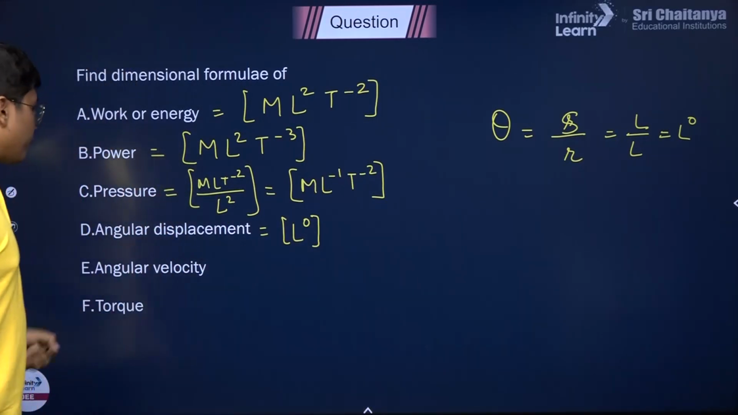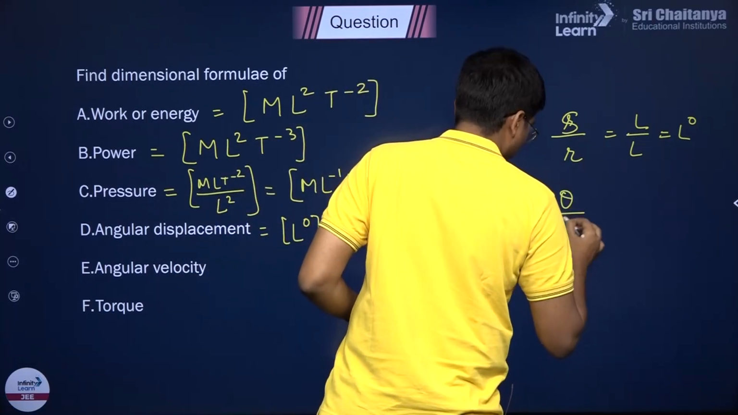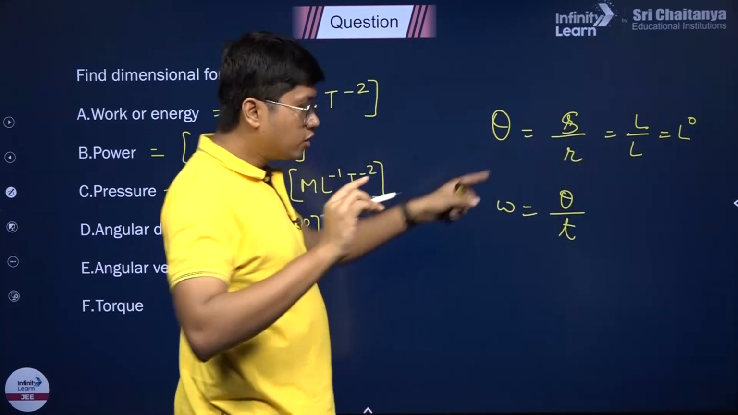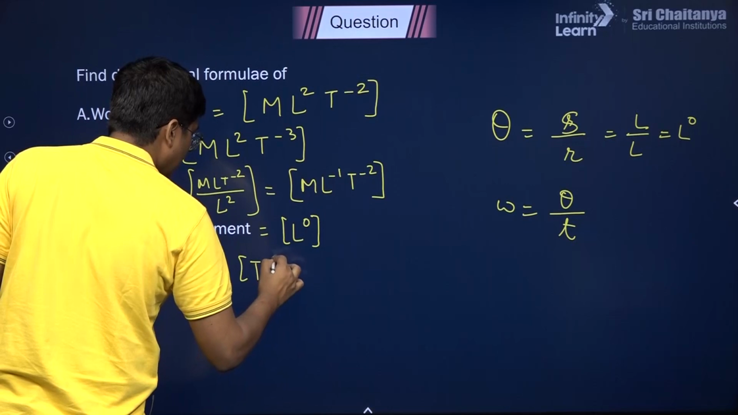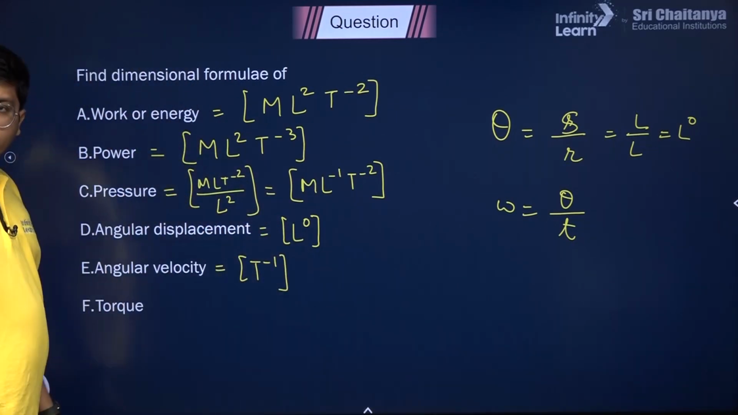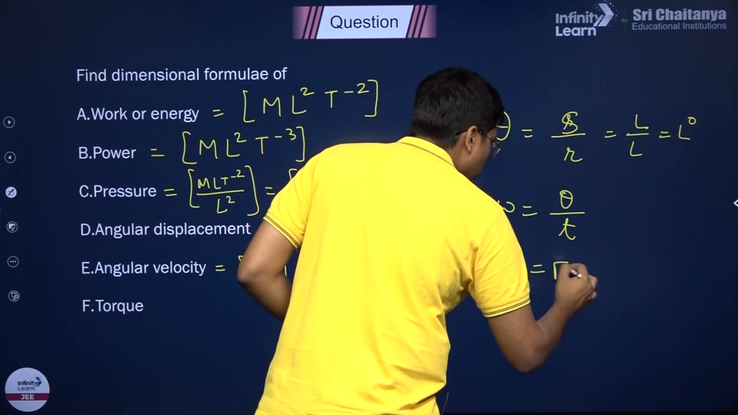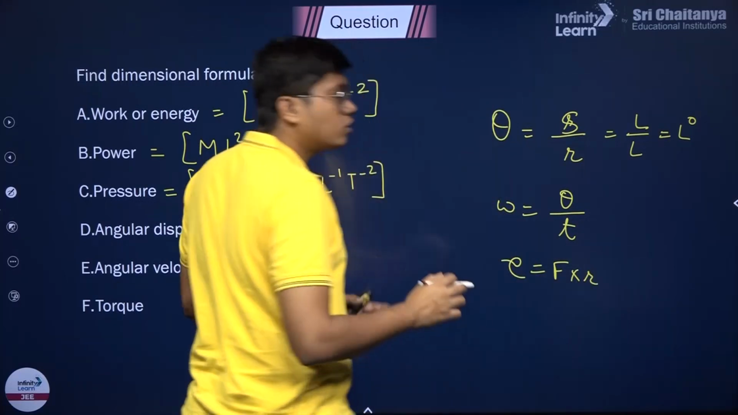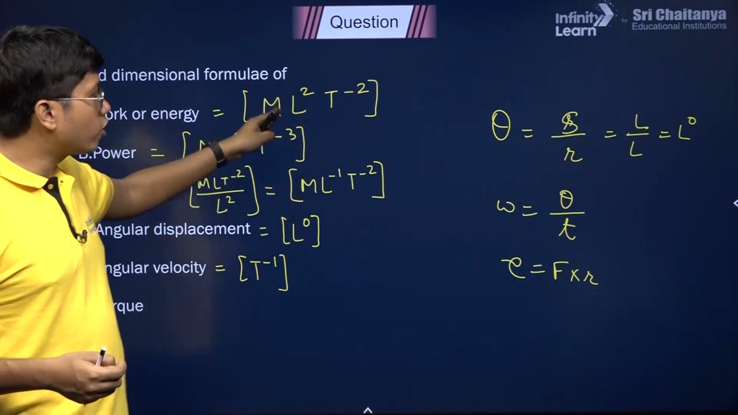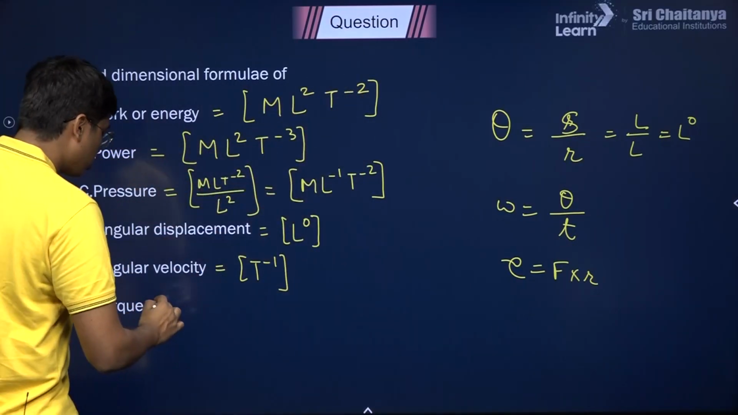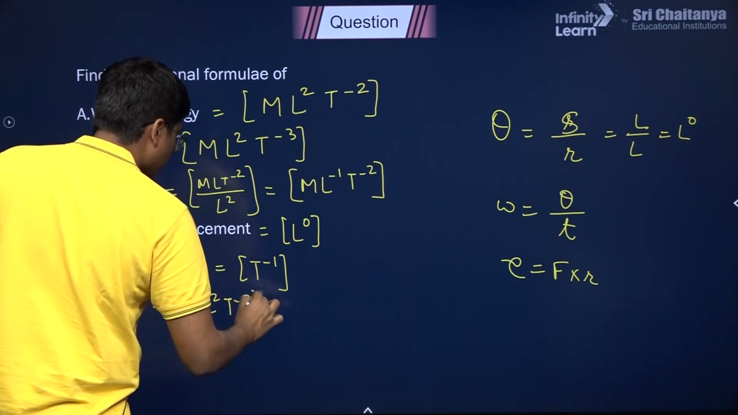Okay. Next up we have angular velocity. Angular velocity omega is theta divided by time. So theta is dimensionless, but you still have 1 by t dependence, which makes the dimension of this T to the power minus 1. Next up, torque. Torque, as you will learn, is equal to F into R, force into the radial distance. It's going to be similar to work or energy, because there also it was force into displacement. So this is also ML^2T^-2.